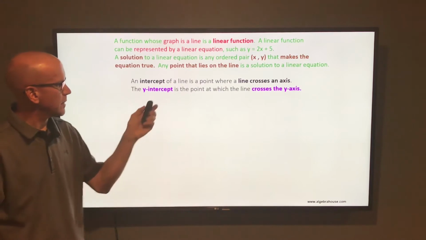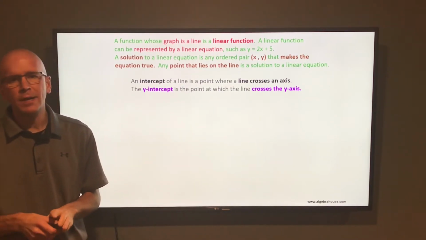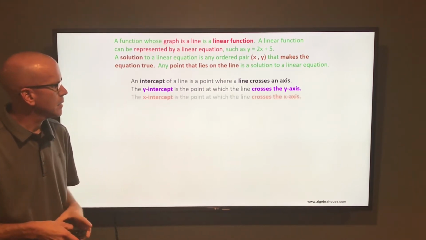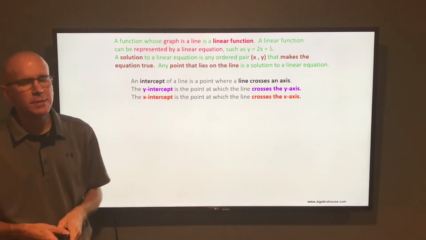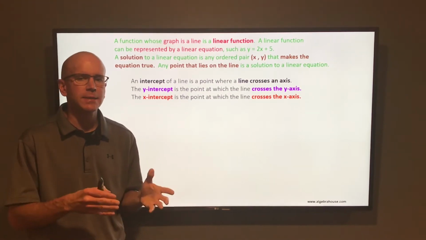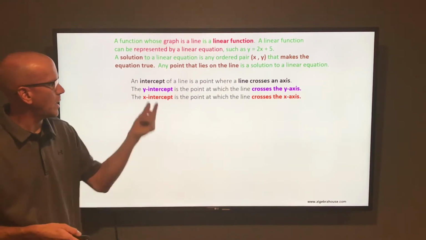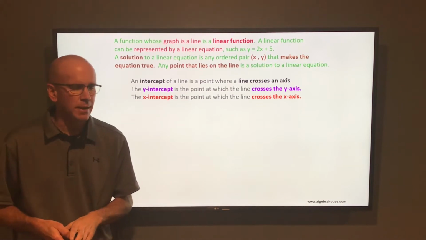The y-intercept is the point at which the line crosses the y-axis. So where a line hits the y-axis, that's called the y-intercept. Likewise, an x-intercept is the point at which the line crosses the x-axis. So where that line hits that x-axis, that is called the x-intercept. So the y-intercept is where it hits the y-axis. The x-intercept is where it hits the x-axis.